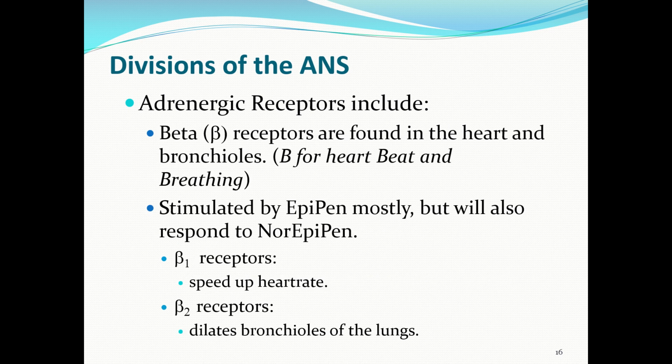Then we got beta receptors, and these are found in the heart and the bronchioles. So you can remember B for heartbeat and breathing. It's stimulated by epinephrine mostly, but it will also respond to norepinephrine. There are beta-1 receptors that speed up the heart rate and beta-2 receptors that dilate bronchioles of the lungs. So now you know why beta blockers are prescribed to patients who have like tachycardia and arrhythmia.